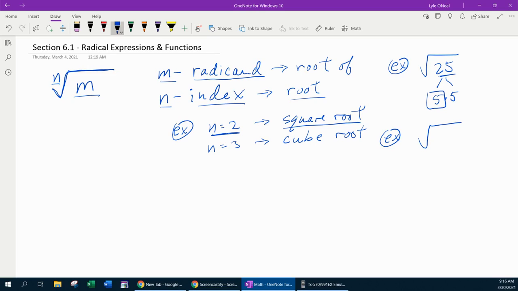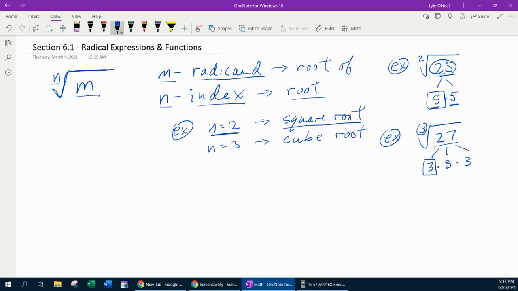Or another example, let's say we have the cube root of 27. Here the index is understood to be 3, so I need 3 identical factors to make 27. 3 times 3 times 3: 3 times 3 is 9, and 3 times 9 is 27. So the cube root of 27 is 3, because 3 times itself 3 times makes 27.